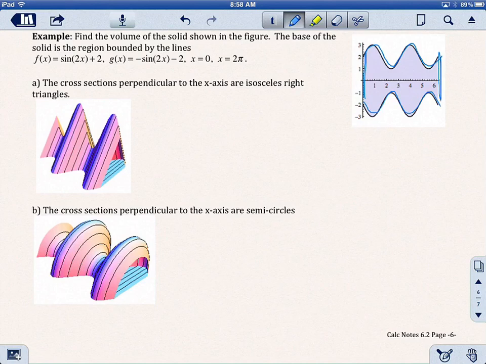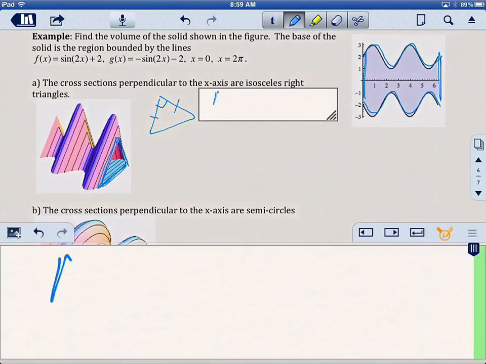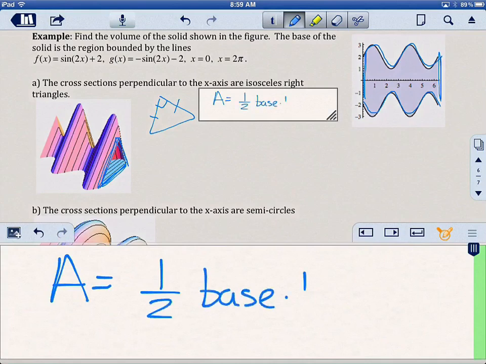So for letter A, it says the cross sections perpendicular to the x-axis are isosceles right triangles. So here is that isosceles right triangle. And if we think about an isosceles right triangle, I'm just going to draw it here. Basically, this becomes the right part. This is the isosceles part. Now we know the area of any triangle is 1/2 base times height.